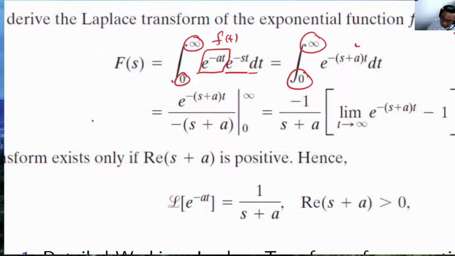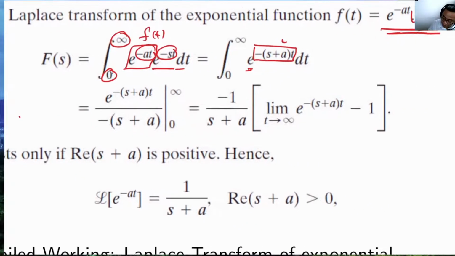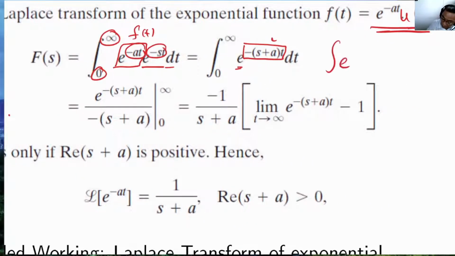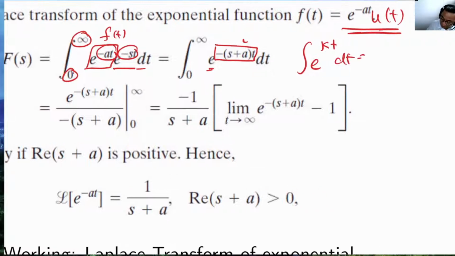We'll use the law of exponents to collect e^(-st) and e^(-at) together, and there we have it. Now all we are doing is the integration of, let's say, e^(kt) dt, and we know that this equals 1 over k times e^(kt), with limits of integration from a to b. Alright, that's all we are doing.